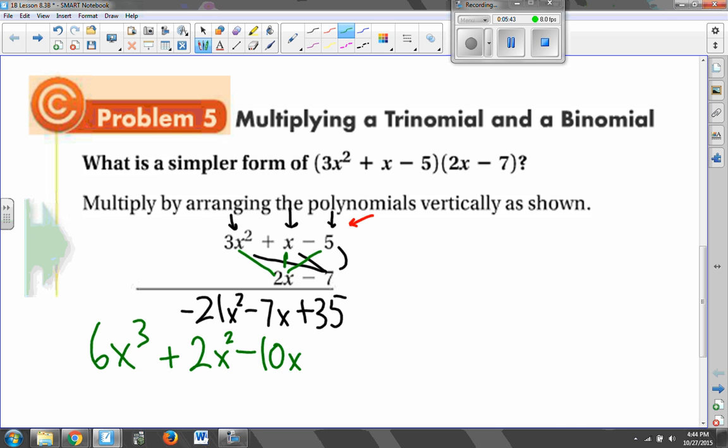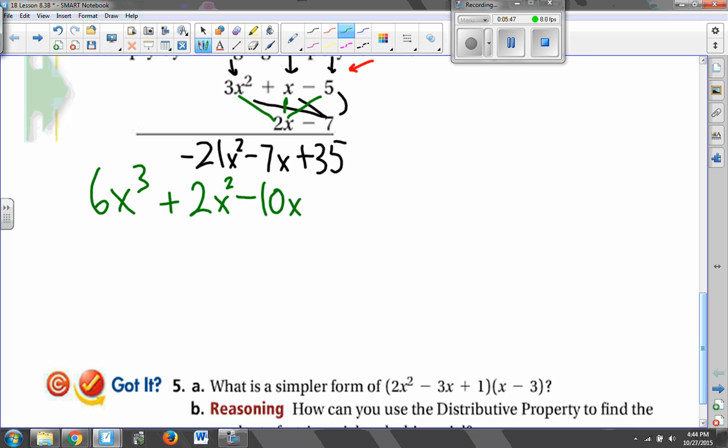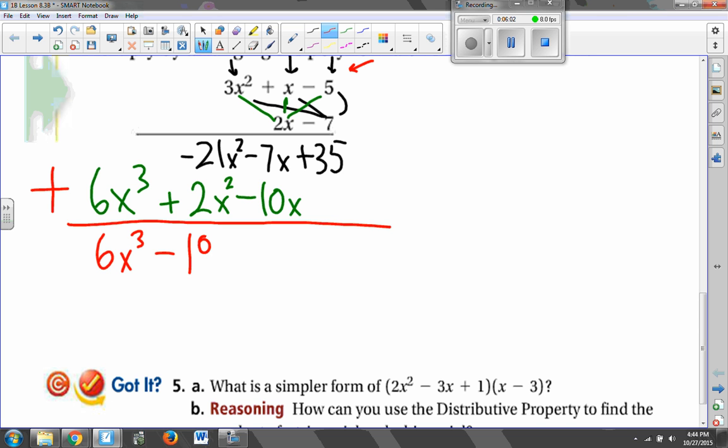Okay? So now that I have distributed that, I am left with these two things, and I'm just going to add them together. 6x cubed doesn't have any like terms to get added. Negative 21x squared plus 2x squared is going to be a negative 19x squared. Negative 7x minus 10 more x, or plus a negative 10x, is going to be a negative 17x. Then I have a plus 35 at the end.